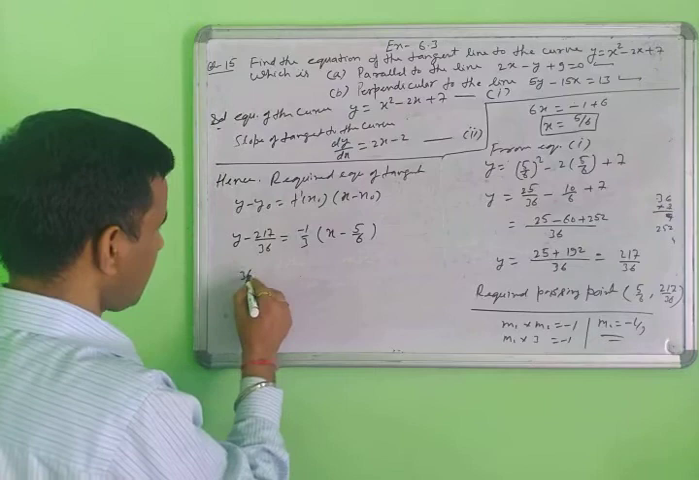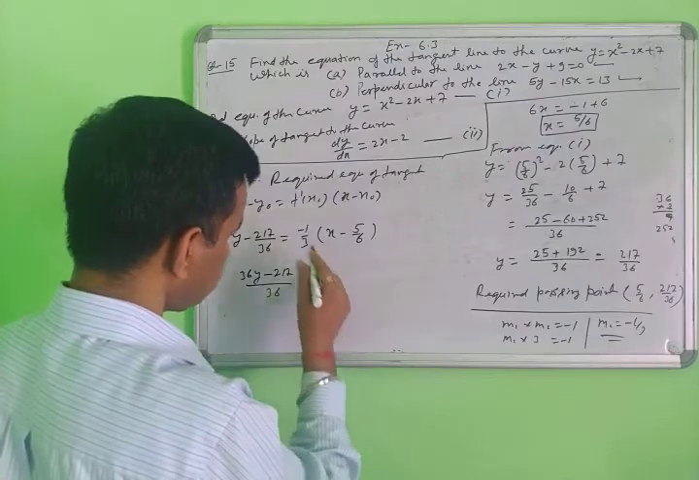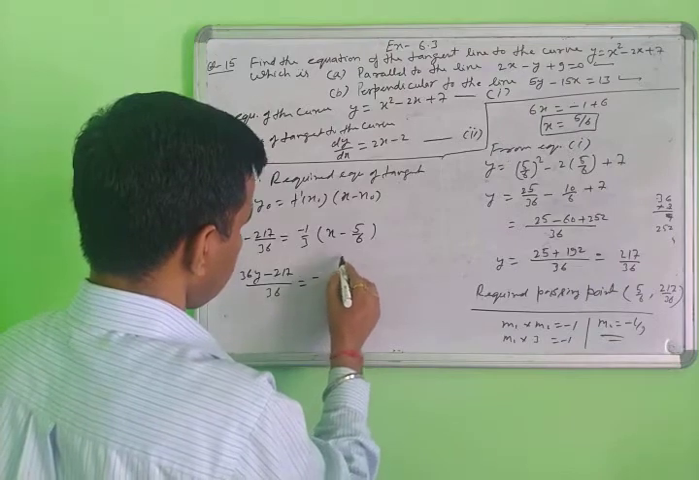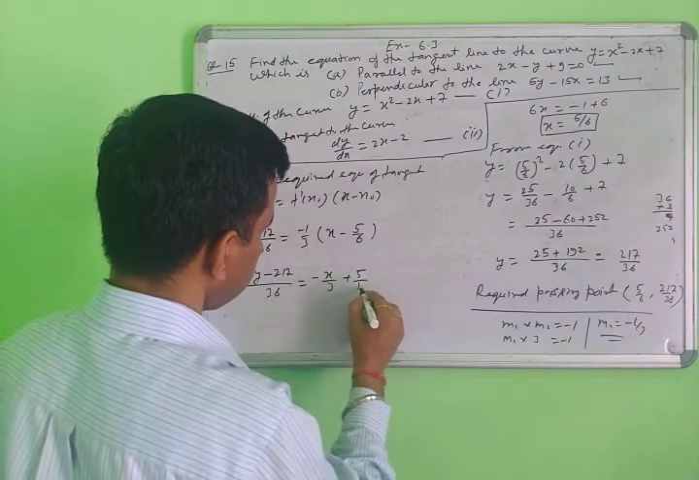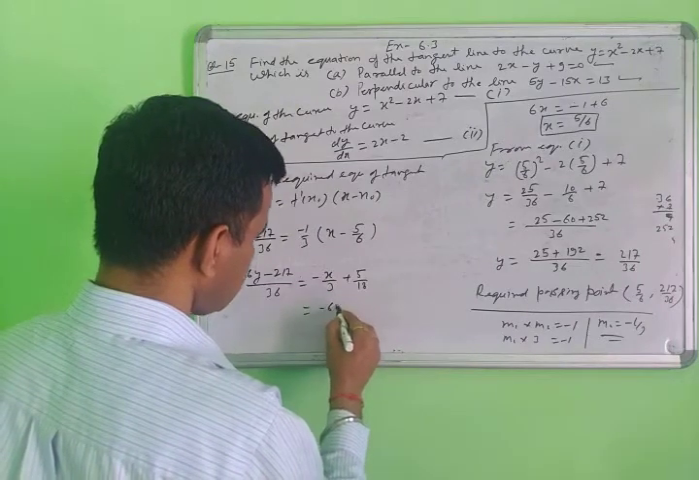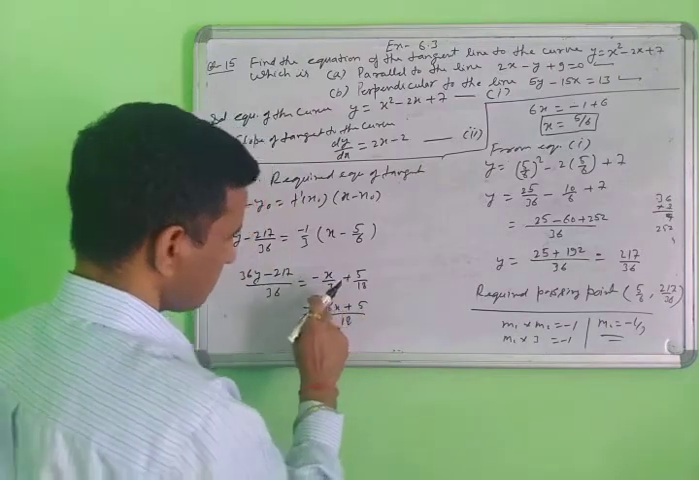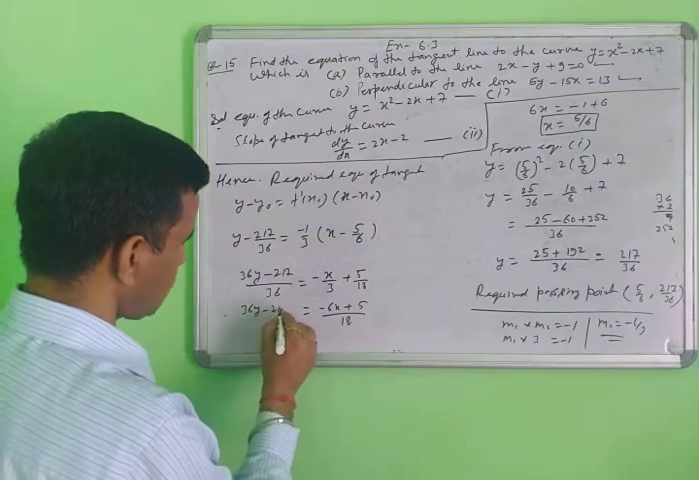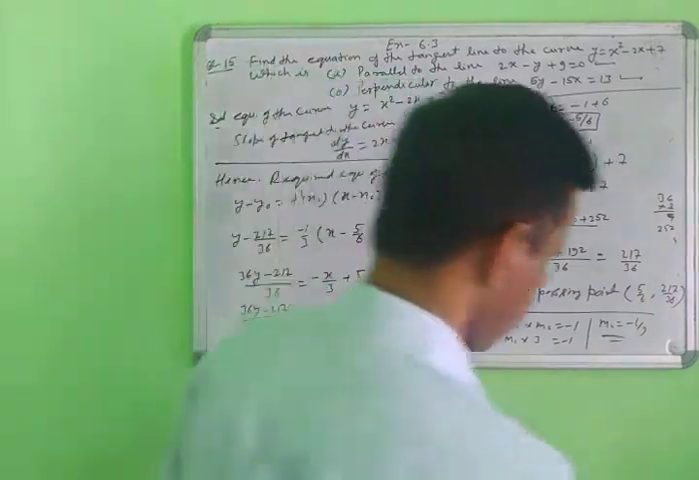Then 36y minus 217 upon 36 equals minus x upon 3 minus 5 upon 18. Multiply inside, and now taking LCM, 3 6s are 18, so multiply by 6: minus 6x plus 5 upon 18. 36y minus 217 upon 36, 18 to the 36. Then again you calculate here.